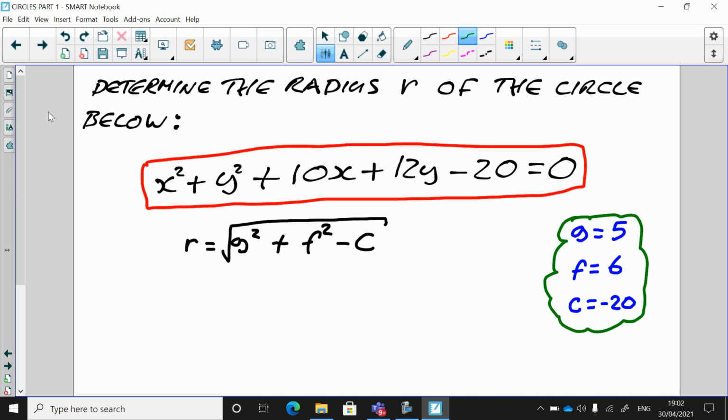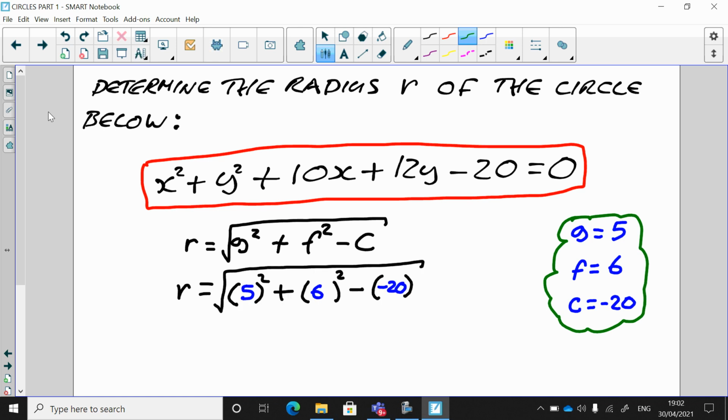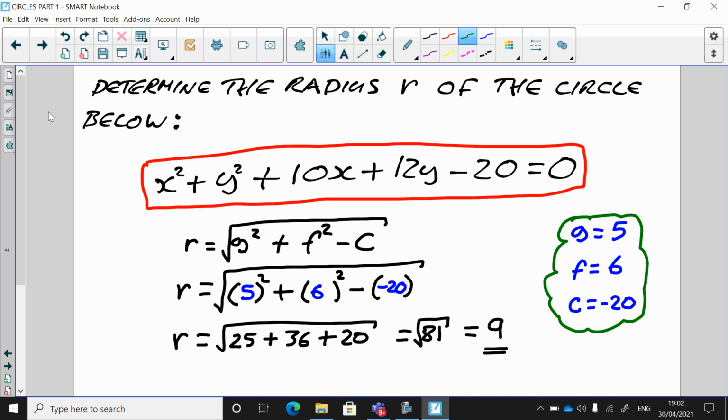I just showed you how we got g, f, and c. Put them into the form of the radius. Just beware what you're doing here. Put the numbers in individually, square them, and watch out for that negative negative there, and add them all together. You get 81, which is going to get square rooted. That looks like it's going to be a nice answer, and that's 9. And just remember, when we're dealing with distances, they are always positive. So the radius here is 9, positive 9.